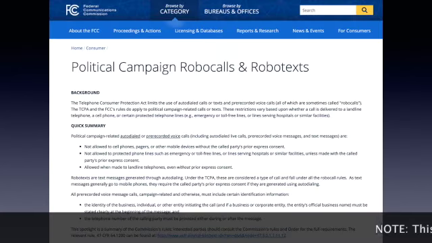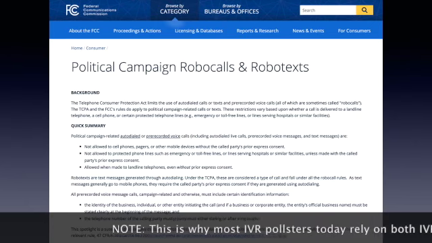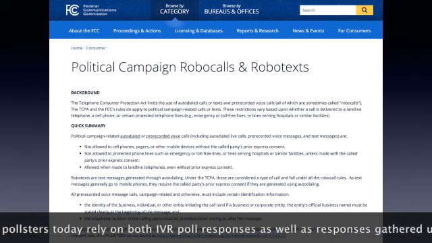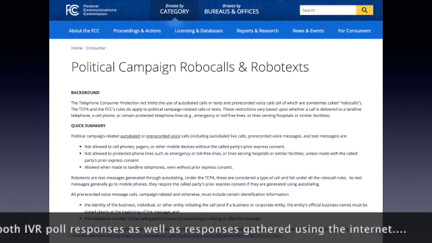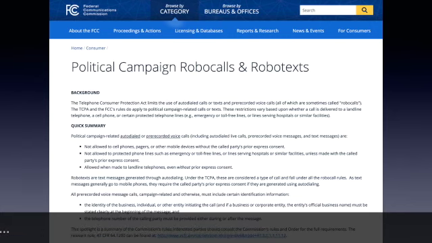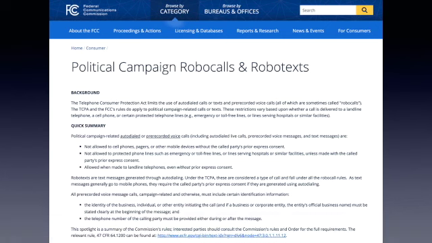So here's the issue, right? I said that IVR polls can't call cell phones. Recently, this was taken before the Supreme Court and ruled that it was still constitutional. As you can see here, this is from the FCC talking about the Telephone Consumer Protection Act. What it says is that you cannot have any auto dialing without pre-existing consent, which means that the way pollsters typically do their polling, calling a bunch of numbers without getting consent and asking them a bunch of questions, is a problem. As you can see here, political campaign-related auto-dialed or pre-recorded voice calls are not allowed.